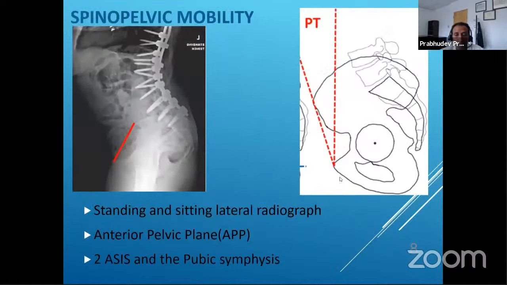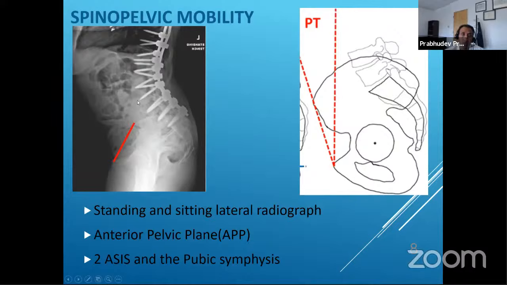If you look at the literature, there are so many radiological parameters that have been defined to evaluate the spinopelvic mobility. So I'll just go through a couple of them, which can be easily done. So the first one is the pelvic tilt. How do we define pelvic tilt? It's the angle between the anterior pelvic plane, that's the plane passing through the anterior superior iliac spines and the pubic symphysis, and another line is the coronal plane. So this angle is the pelvic tilt.